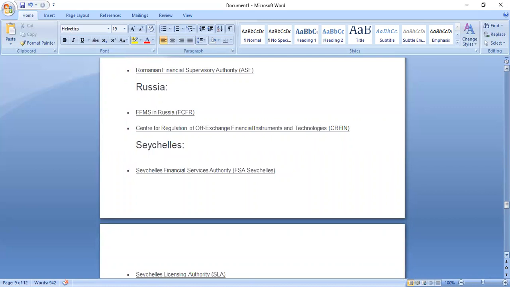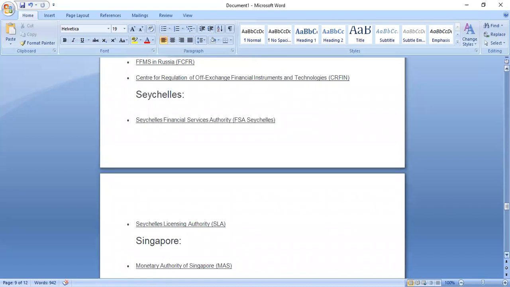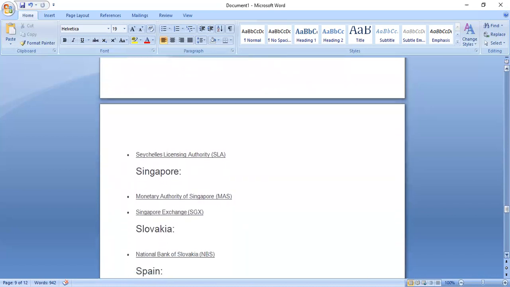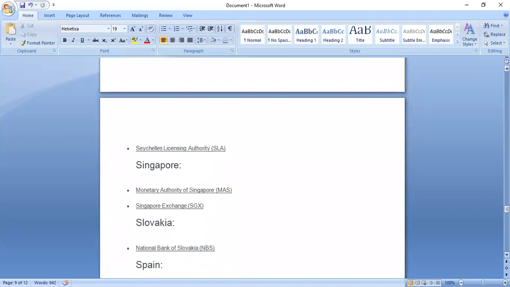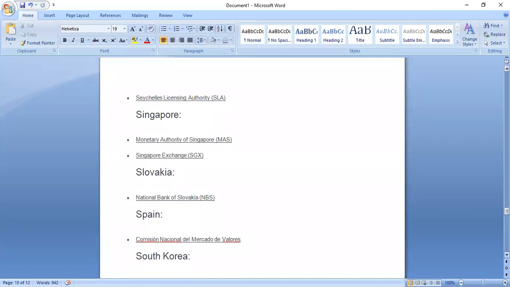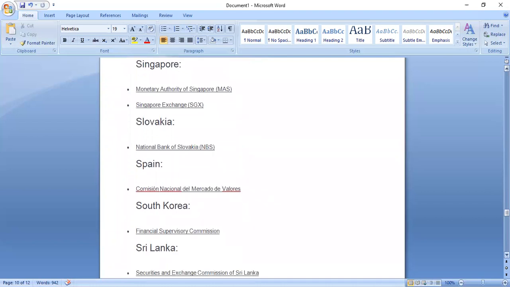Then we have the Center for Regulation of Exchange Financial Instruments and Technologies. In Seychelles, we have the Seychelles Financial Service Authority, which is FSA Seychelles. And then in Seychelles, again, we have the Seychelles Licensing Authority, SLA. In Singapore, we have the Monetary Authority of Singapore, MAS, and then Singapore Exchange, which is the SGX. In Slovakia, we have the National Bank of Slovakia.